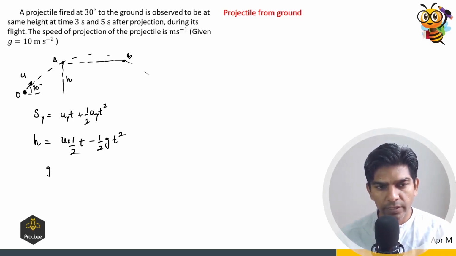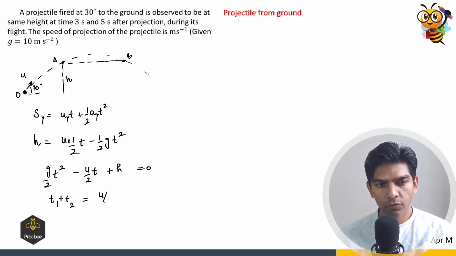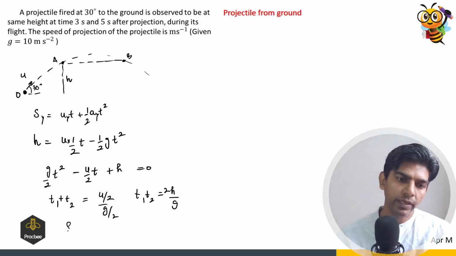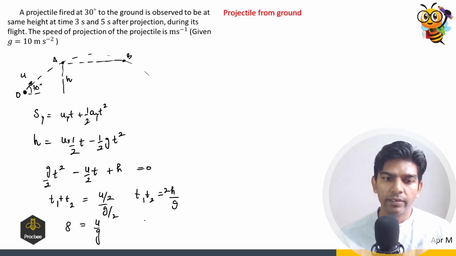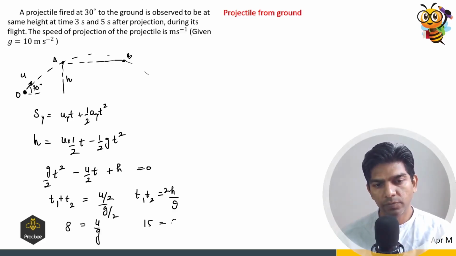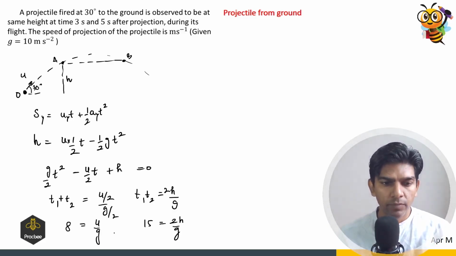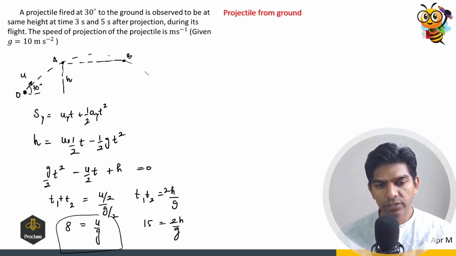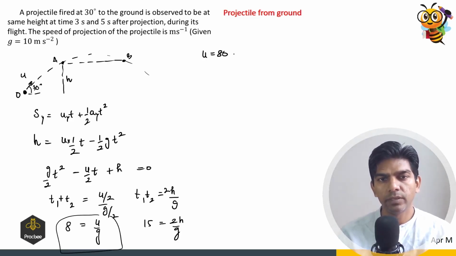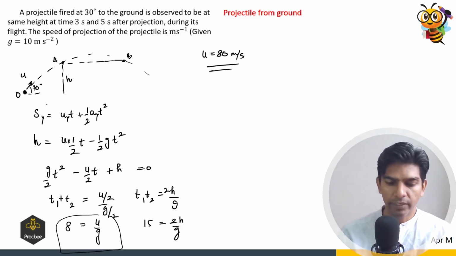So now from this it can be written as g by 2 t square minus u by 2 t plus h equals 0. So t1 plus t2 will be minus b by a, that will be u by 2 divided by g by 2, and t1 t2 will be c by a, which will be h divided by g by 2. Now t1 and t2 is given to us, so 8 is equal to u by g and t1 times t2, which is 15, will be equal to 2h by g, right? Now from this equation we can find the speed of projection, which comes out to be 80. So u will be 80 meters per second, right?